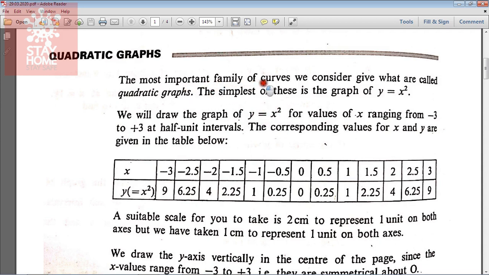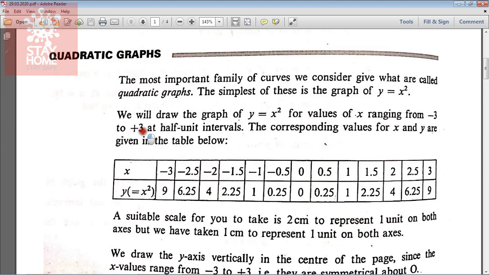The most important family of curves we consider are what are called quadratic graphs. The simplest of these is the graph of y equals x square, because here there is a square, so it means it is quadratic. We will draw the graph of y equals x square for the value of x ranging from -3 to +3.